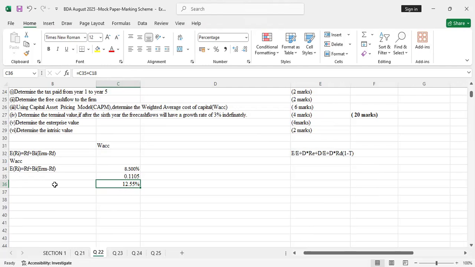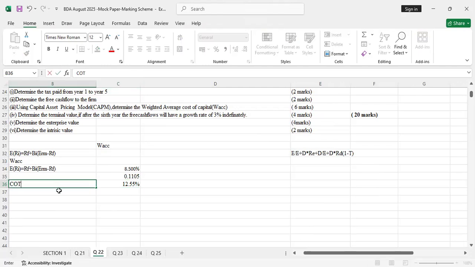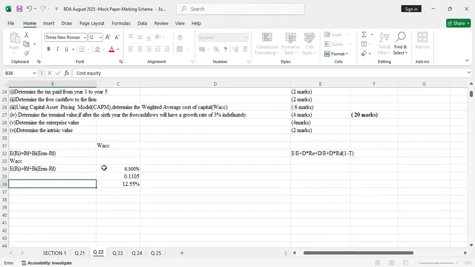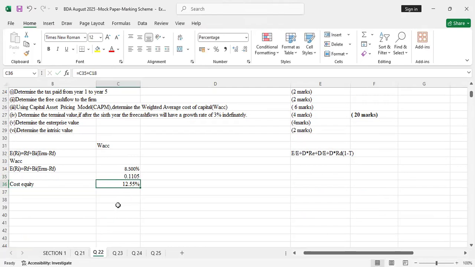So that's what we are looking for. By that formula, it was refusing to work on my Excel sheet. But now I've started by solving what is in the bracket, then you multiply by beta, then you add what you get there to the risk-free rate. So the risk-free rate is 1.5. So that's okay. So our cost of equity is 12.55%.